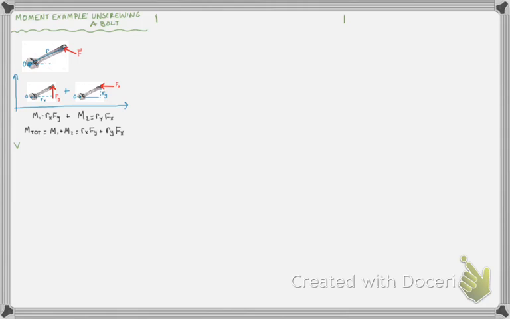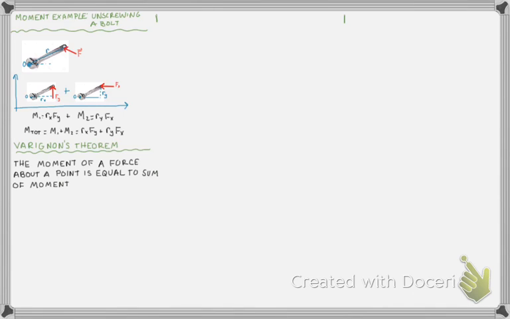So this leads us to a very important theorem called Varignon's Theorem, which states that the moment of a force about a point is equal to the sum of the moments of the force components about that point. So if I have an object at some point O and some force acts on that object, I can determine the total moment about point O.